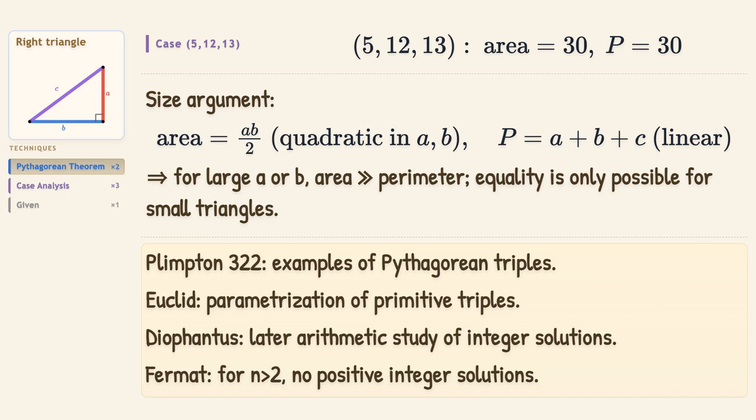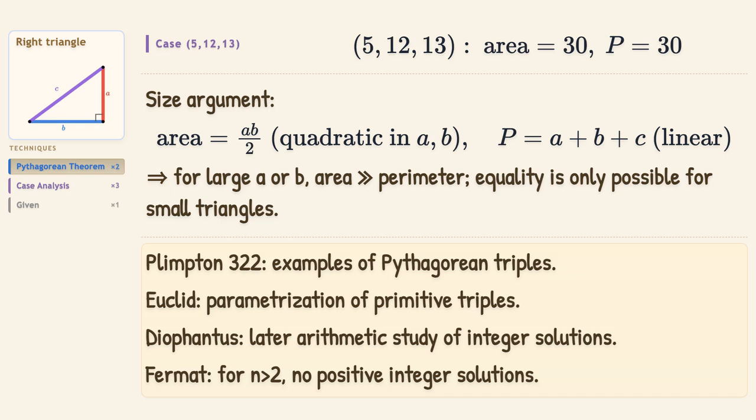Diophantus is later number theory context, relevant because he studies integer and rational solutions, but not the tool we use here. And much later, Fermat proposed that if the exponent is bigger than 2, then there are no positive integer solutions at all. Our problem stays in the exponent 2 world, where infinitely many Pythagorean triples exist, and asks which of them also satisfy area equals perimeter.